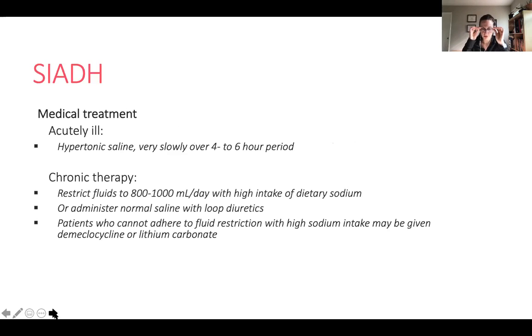So then the medical treatment will be focused on correcting the cause, and then promote elimination of all of the excess water. When the patient is acutely ill, which means that they have neurologic symptoms, they will give them hypertonic saline, and then we'll do it very slowly over 4 to 6 hours. Once the symptoms resolve, then they'll implement chronic therapy. So as you're noticing with all of these, there will be long-term either hormone replacement or some sort of medication that they have to take to balance it out.